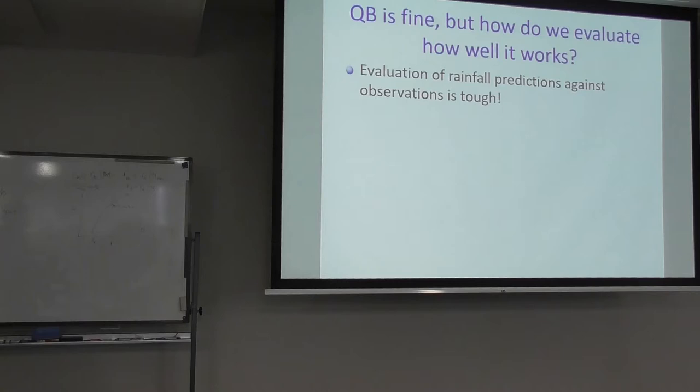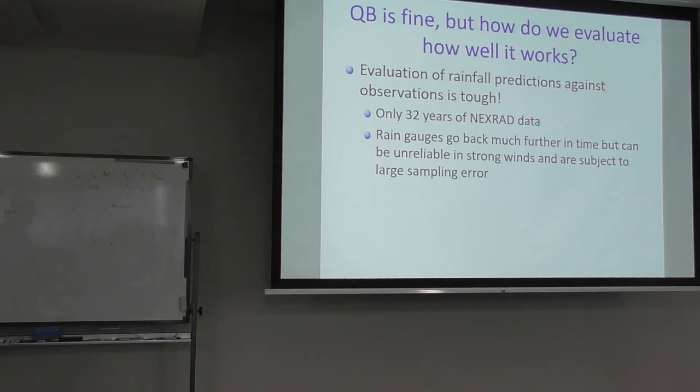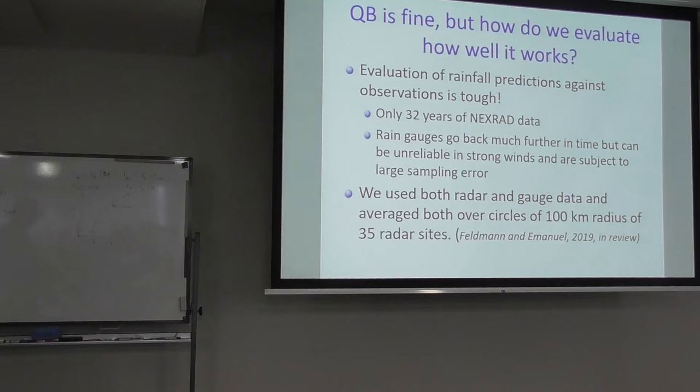That's okay, but does it work? It turns out trying to understand whether this really works with rain is much more difficult than for wind. In the US, we only have about 32 years of radar data to do this. We have rain gauges that go back much further into the early 20th century, but they're largely maintained by volunteers. They can be unreliable in strong winds. And so I had an intern from Switzerland, Monica Feldman, who did this very carefully over a long period of time, using both radar and gauge data from 35 radar sites and within 100 kilometers of each site.